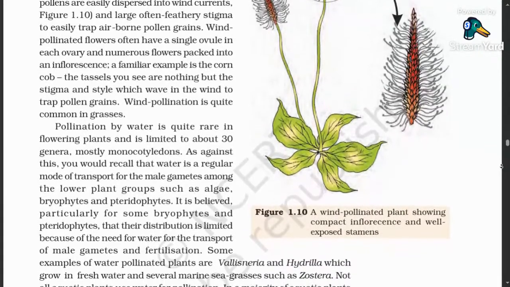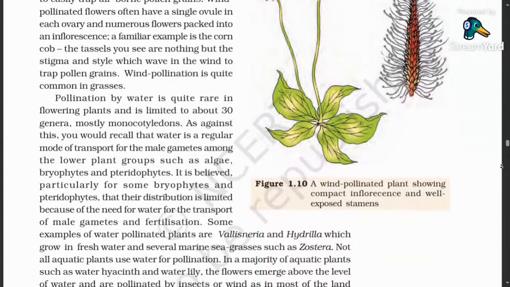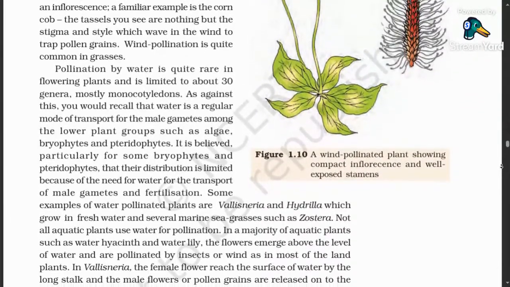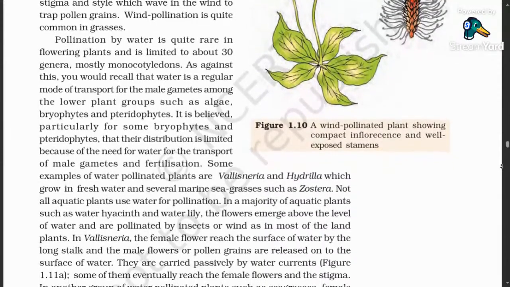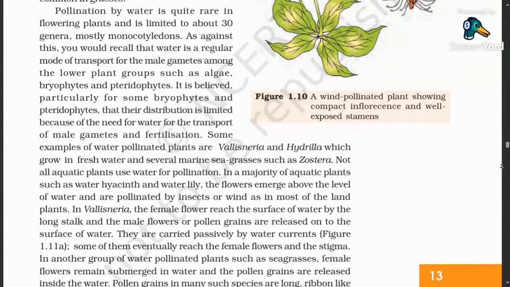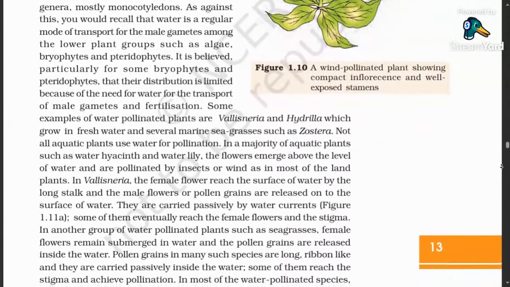Pollination by water is quite rare in flowering plants and is limited to about 30 genera, mostly monocotyledons. As against this, you recall that water is a regular mode of transport for the male gametes amongst the lower plant groups such as algae, bryophytes, and pteridophytes. It is believed, particularly for some bryophytes and pteridophytes, that their distribution is limited because of the need for water for the transport of male gametes and fertilization.